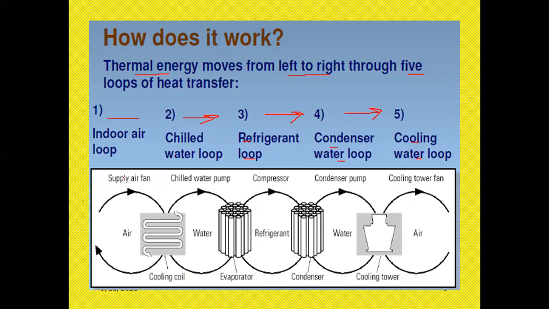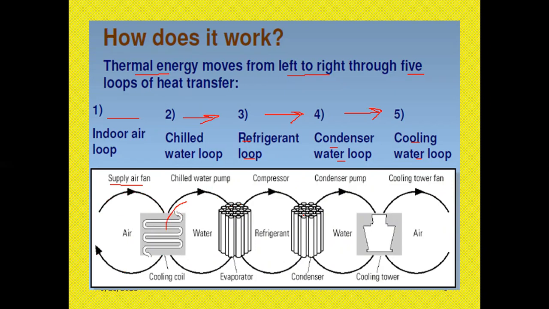Here is the supply fan. What happens here in the supply fan? The air is passing into the cooling coil, supply of air into the cooling coil. Later the cooling coil is transferring to the chilled water pump, the chilled water passing through the evaporator.